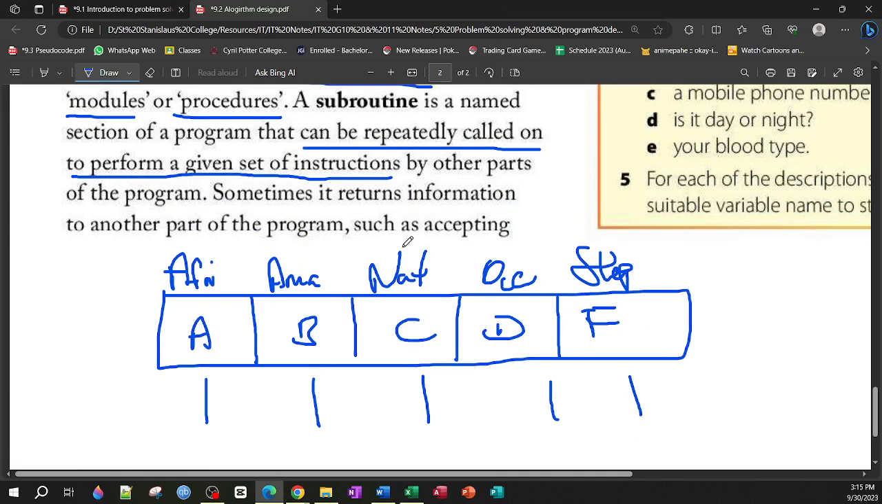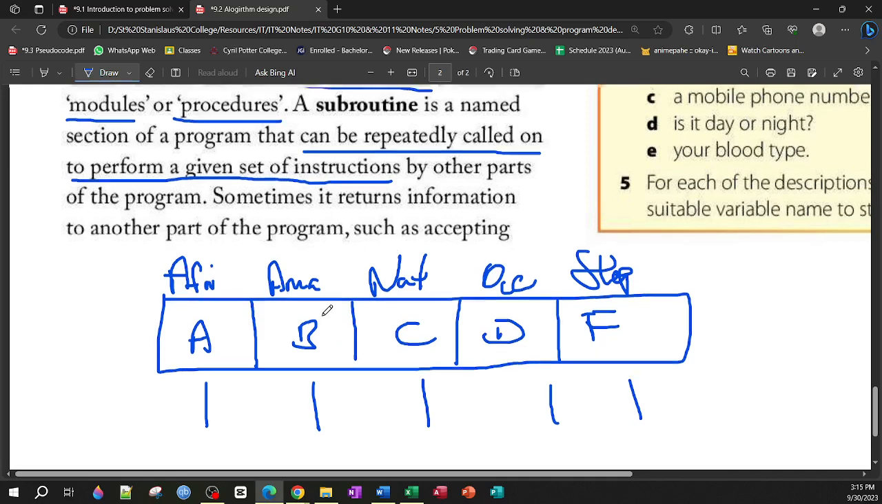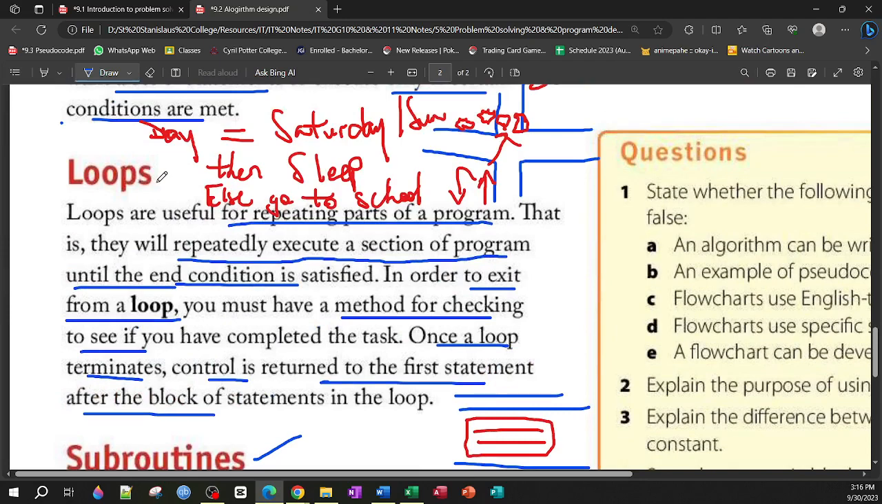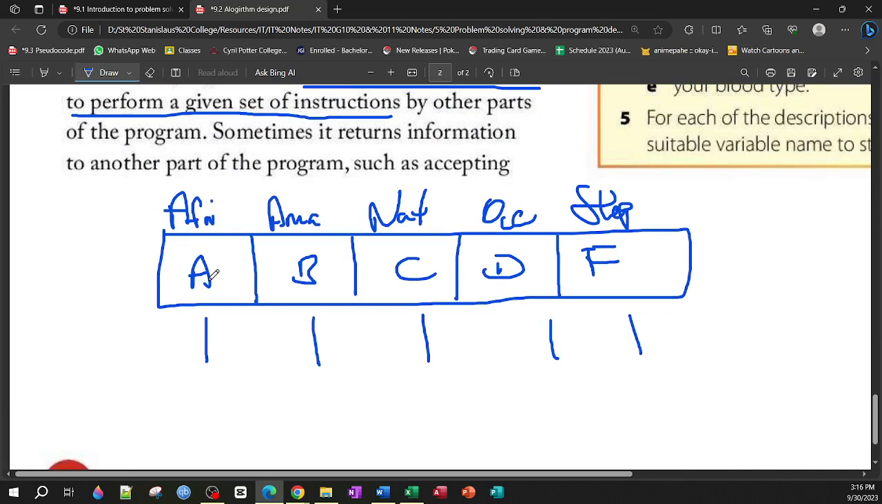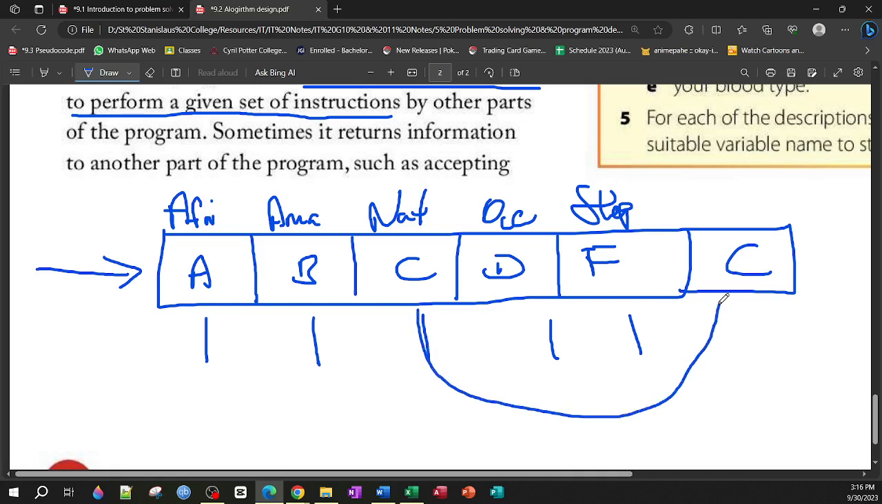Now, the next reason why we break it up into parts is in relation to loops. We can repeat a certain part of the program. We can repeat a certain section. So say, for instance, this is the direction of how the program is going to run. Part A is going to run, then B, then C, then D, then F. Say for instance, next you want part C to run. Then all you have to do is copy the code from part C and put it at the end.